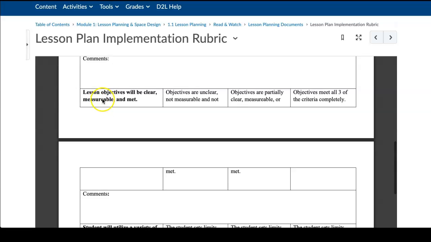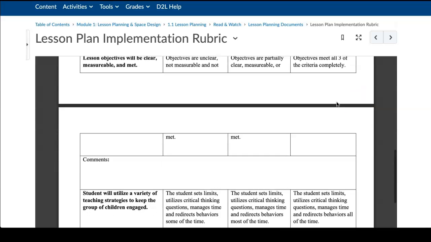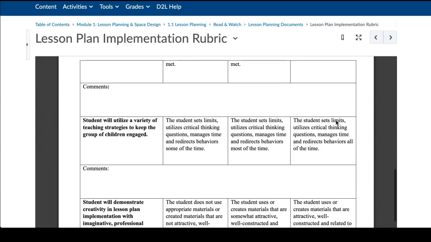Lesson objectives will be clear, measurable, and met. The objectives meet all of the 3 criterion completely, meaning that your objectives support your standards. Your objectives are clearly identified. Remember, you're bolding them in your written lesson plan, and those objectives are implemented regardless of whether they're met by the children or not. Is it clearly implemented when you're doing the activity with the children?